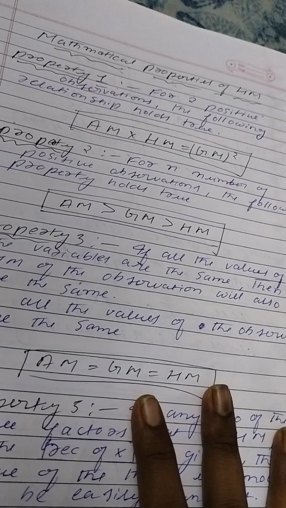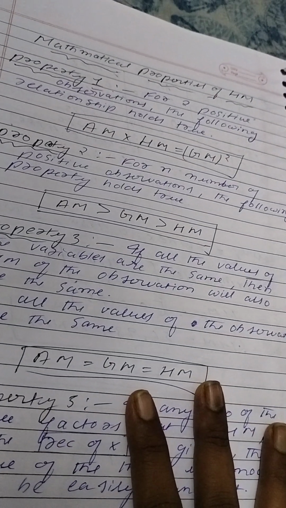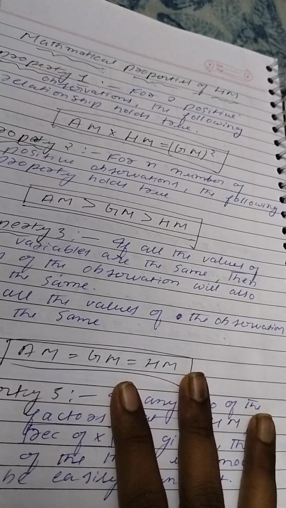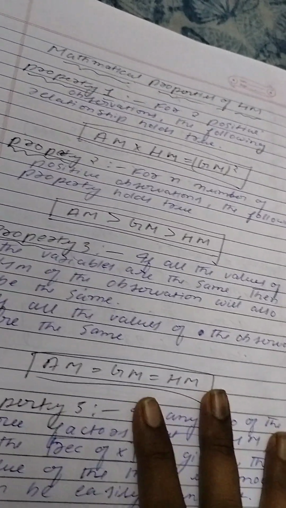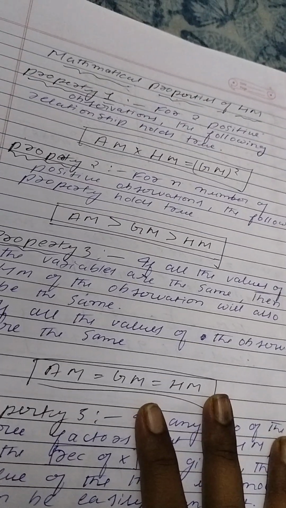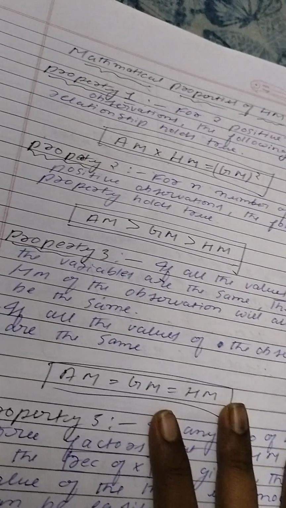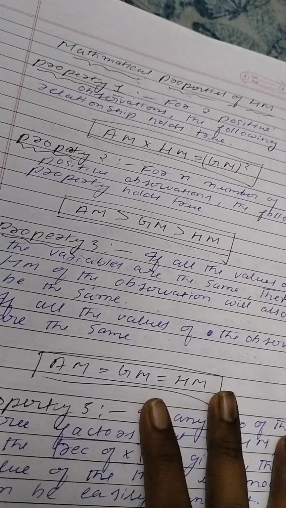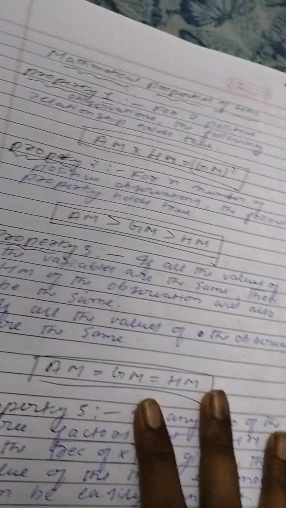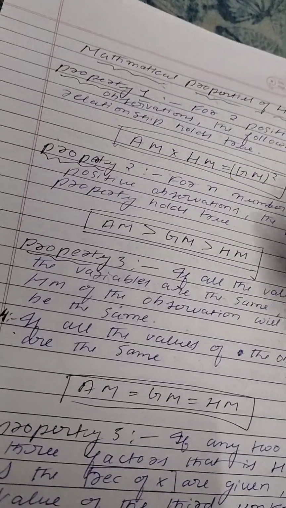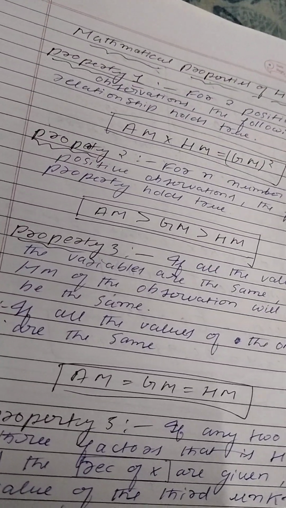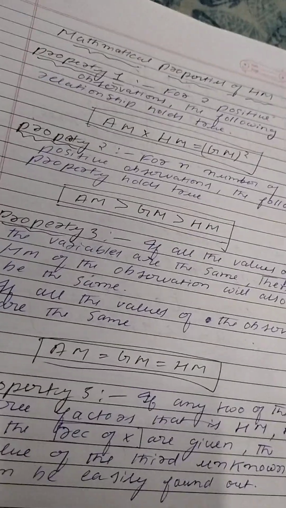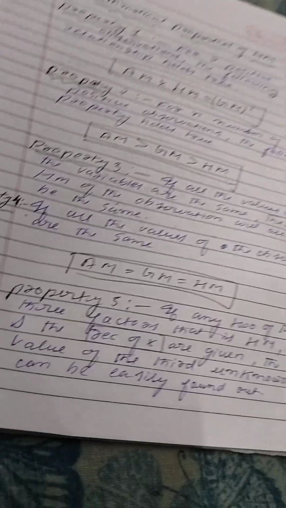If we are calculating the mean and the values are very high, the observation is high, so it is obvious that the arithmetic mean is unable to eradicate the impact of those observations, and that is the reason why the arithmetic mean is greater, followed by the geometric mean, and the harmonic mean follows after it. Okay, then we have property 3.